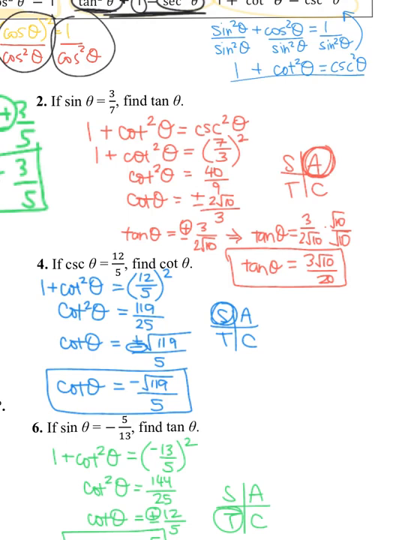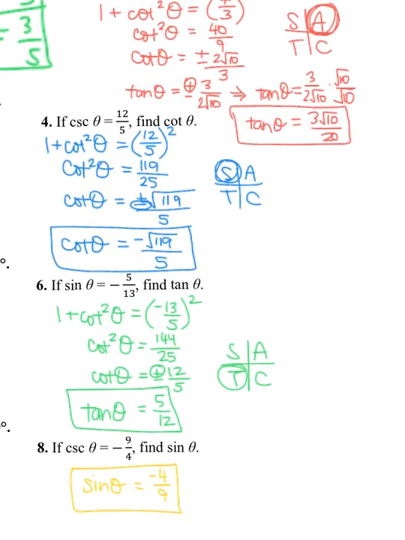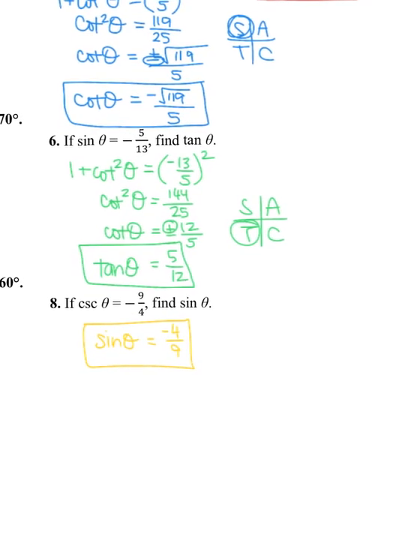All right, here are your answers for the evens. Number 2, the answer I got was tangent of theta is equal to 3 rad 10 over 20. All right, if you need to pause the video to see my work, there it is. Number 4, the answer I got was cotangent of theta is equal to negative rad 119 over 5. Number 6, I have tangent of theta is equal to 5 over 12. And lastly, number 8, I have sine of theta is equal to negative 4 over 9.